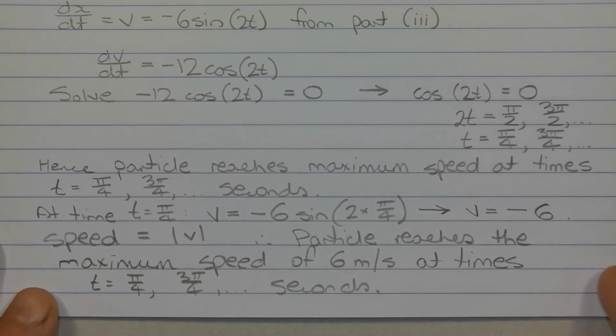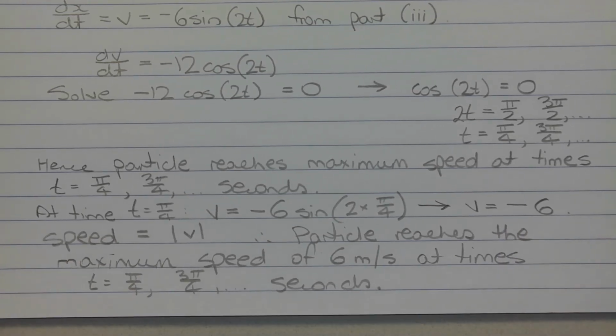But the question is asking for the speed of the particle, which is independent of the direction, or regardless of the direction of the particle. Now speed is equal to the absolute value of v. Now the absolute value of -6, of course, is +6. So the particle reaches the maximum speed of 6 meters per second at times t equals pi over 4, 3 pi over 4 seconds, and so on.